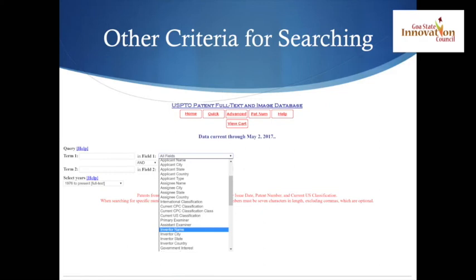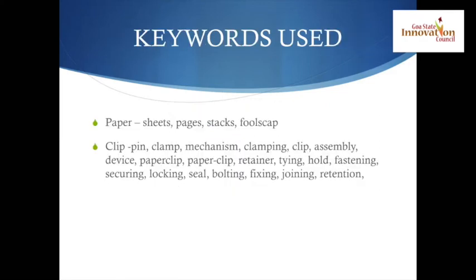See, these are the words like pin, clamp. You will have mechanism, clamping, assembly, retainer, tying, hold, fastening. Fastening means, for example, holding means, securing, locking, seal, bolting, fixing, joining, retention. So I've given you the roots of many keywords that can be there for the word paperclip. That's how imaginative you need to get when you do a patent search.